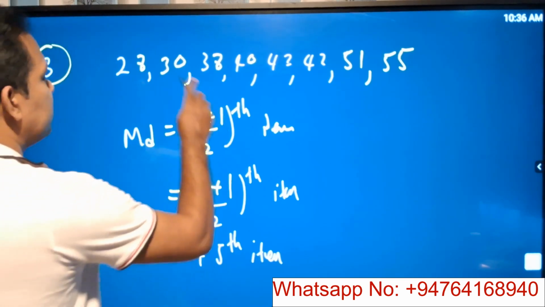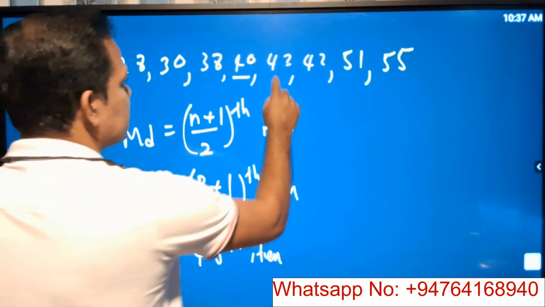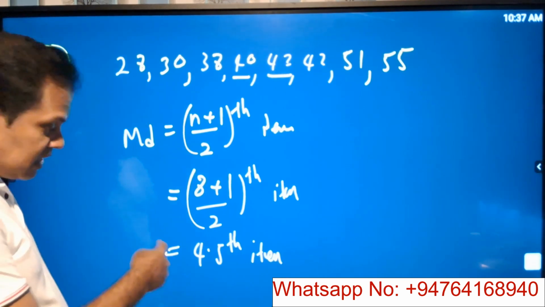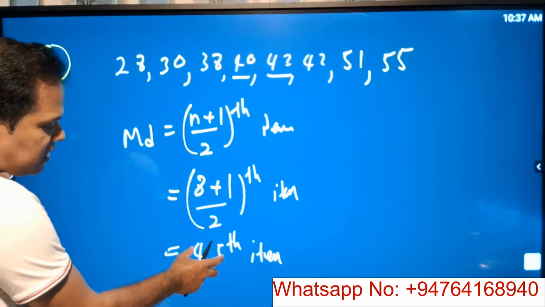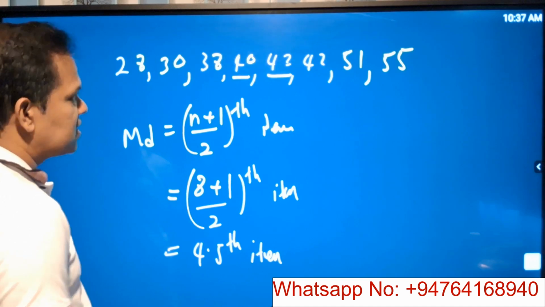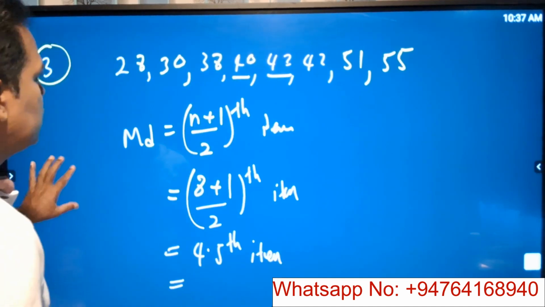If it is the 4th item, what is that? 40. If it is the 5th item, what is that? 42. But now we want to find the 4.5th item. How to find it? Where does it lie? Yes, in the middle of these two values. That can be taken as the mid of those two values.